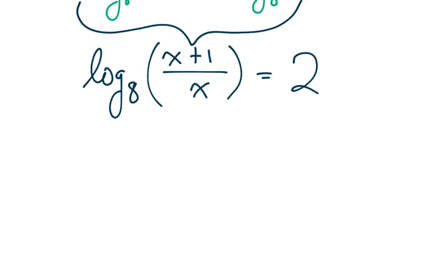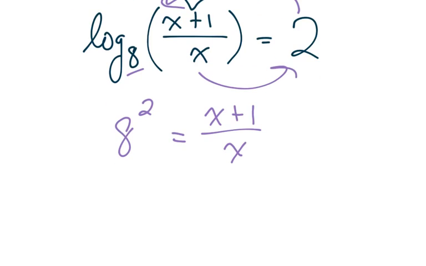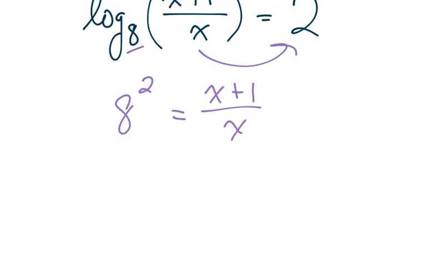So now we've got a log equals a number. So this is going to be a problem where we actually have to use exponential functions. So we're going to need to convert this whole log into an exponent. So my base is going to be 8, and then I want to switch everything around. So the 2 is your exponent, and then x plus 1 over x is what that's all equal to. So now we don't have a log, and this is just an uncomfortable rational equation.